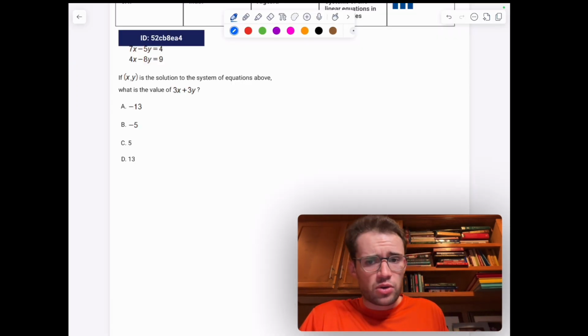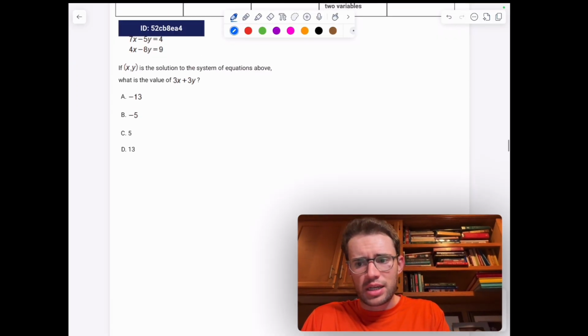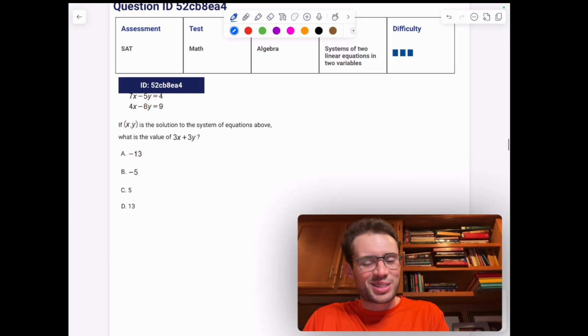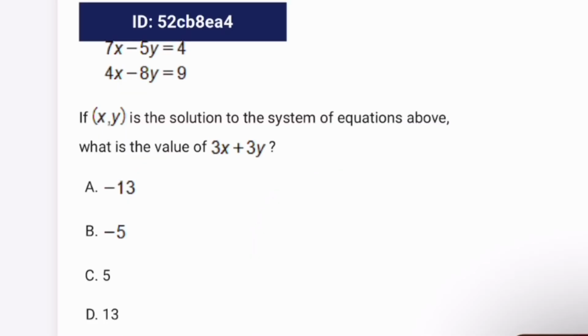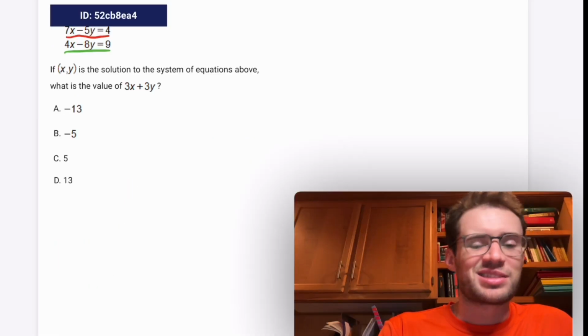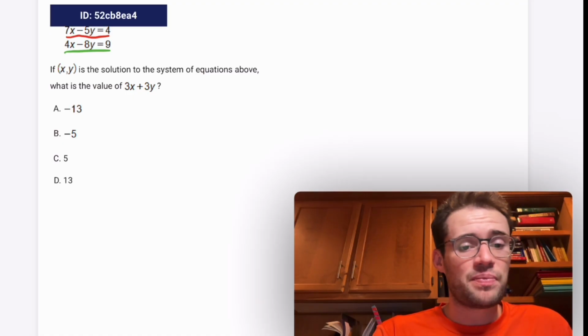All right, this is probably the last one I'm doing for now. It looks like I'm not even halfway through these, which is interesting. But we have a system. It's 7x minus 5y equals 4, and 4x minus 8y equals 9. If x comma y is the solution to the system of equations above, what is the value of 3x plus 3y?